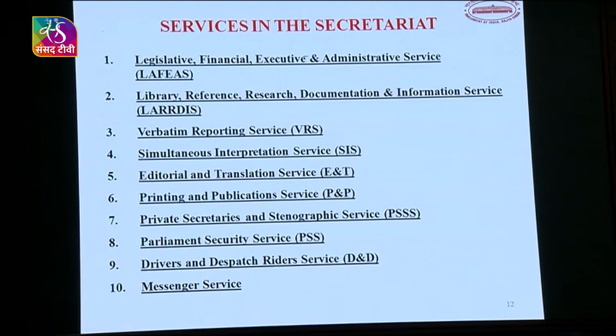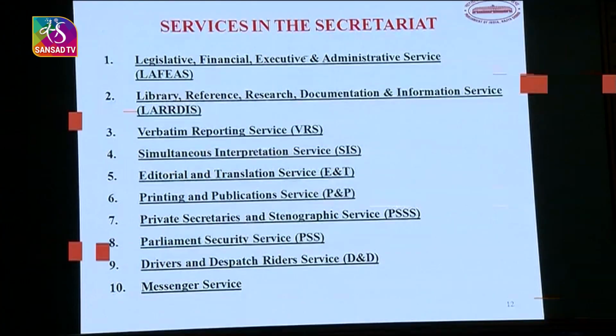It basically caters to the research work which is needed by the Secretariat and the members. Then we have a verbatim reporting service, VRS. It does the work of bringing on record whatever is spoken on the floor of the house. And when we have the members speaking in regional languages, we have this simultaneous interpretation service also. And whatever gets published out of these is looked after by the editorial and translation service.